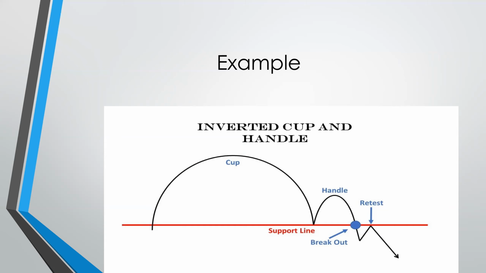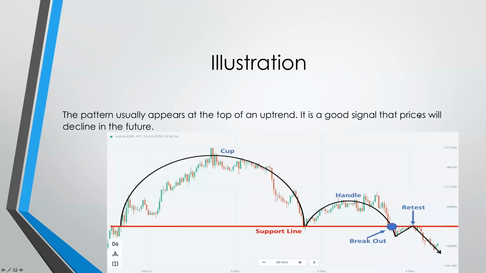And we still see an identical shape to that of the cup and handle, but this time it is reversed. The cup and handle is really when we're looking to buy in that uptrend. Now the inverted cup and handle basically is for the downtrend, right? Illustration now. This pattern usually appears at the top of an uptrend. It is a good signal that price will decline in the future.